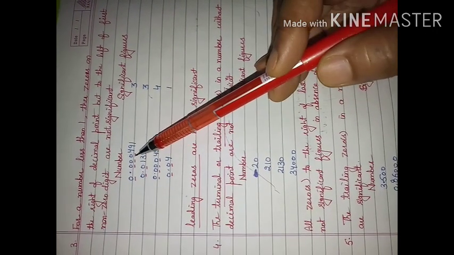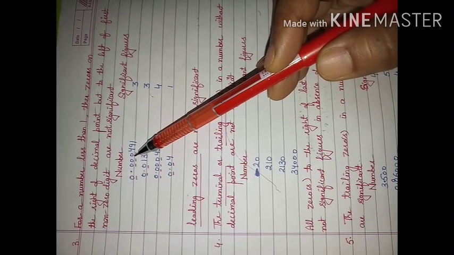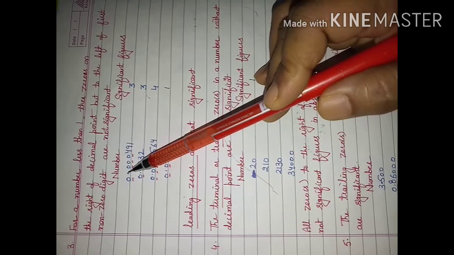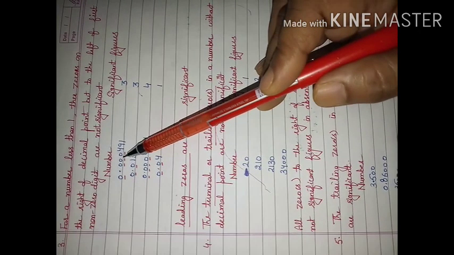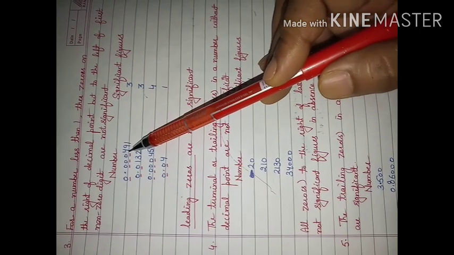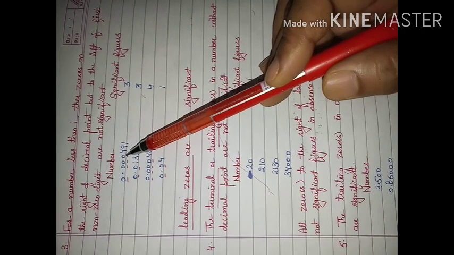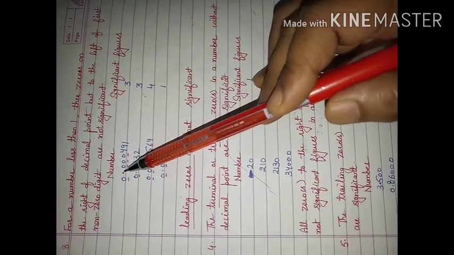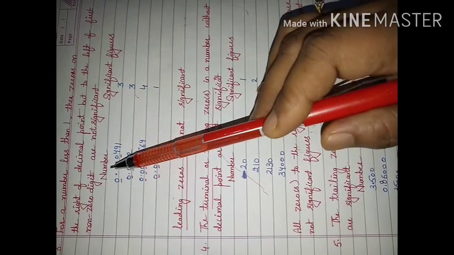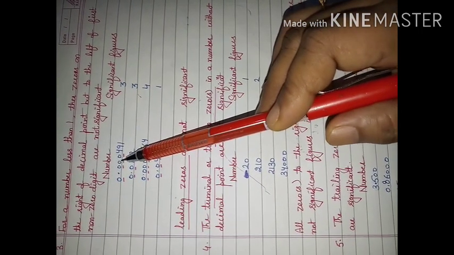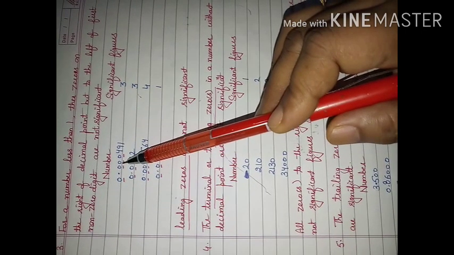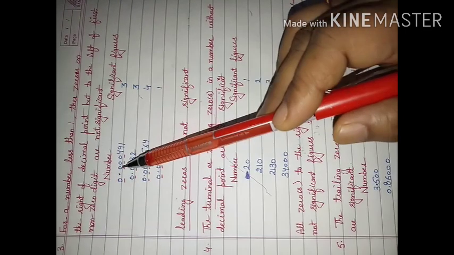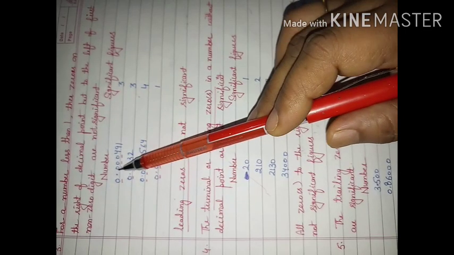And these zeros, which are known as leading zeros, are right of the decimal point but left of the first non-zero digit. Again telling you what leading zeros are: this is the decimal point, this is left, this is right. Leading zeros are right of the decimal but left of the first non-zero digit. So these zeros are known as leading zeros.